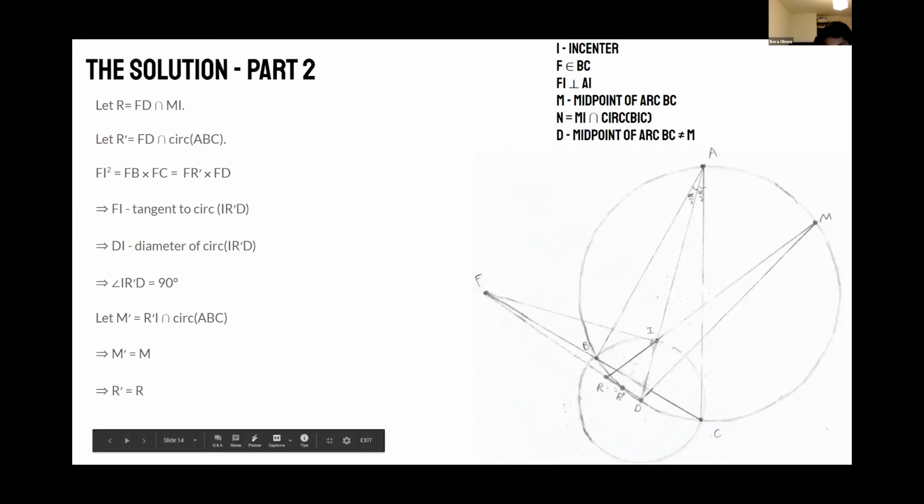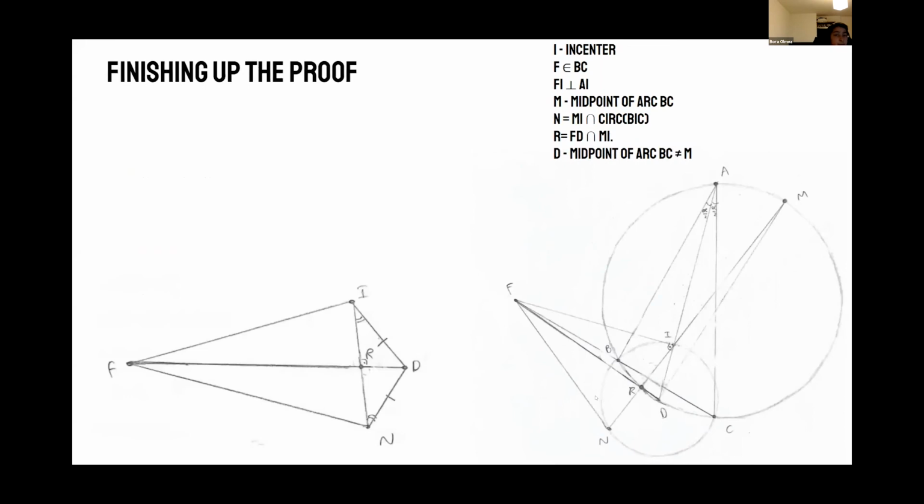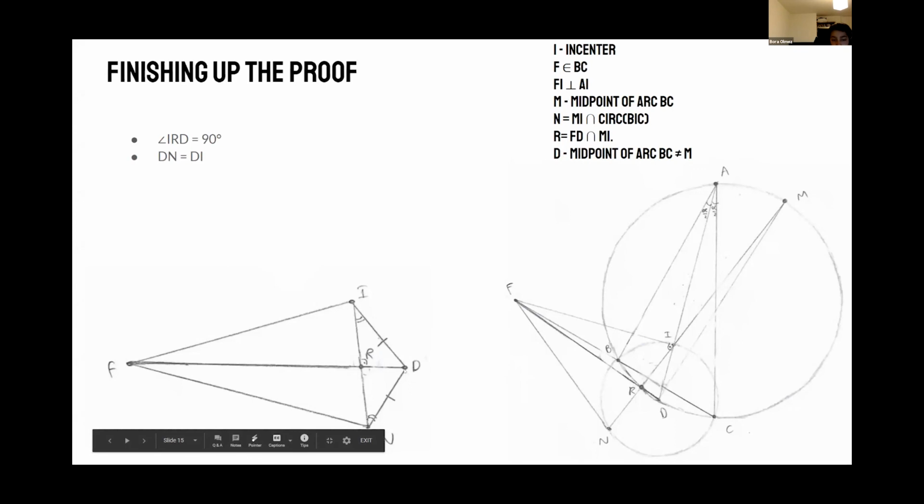So now we have that R is on the circumcircle of ABC, as well as angle I R prime D, which will be angle IRD, as R is equal to R prime, being 90. So now we can move on to finishing up the proof section. So we have angle IRD equals 90, as angle I R prime D equals 90, as I established earlier, and R equals R prime, of course. And moreover, DI equals DN because of the incenter lemma, as D is the center of the circumcircle of NBIC.